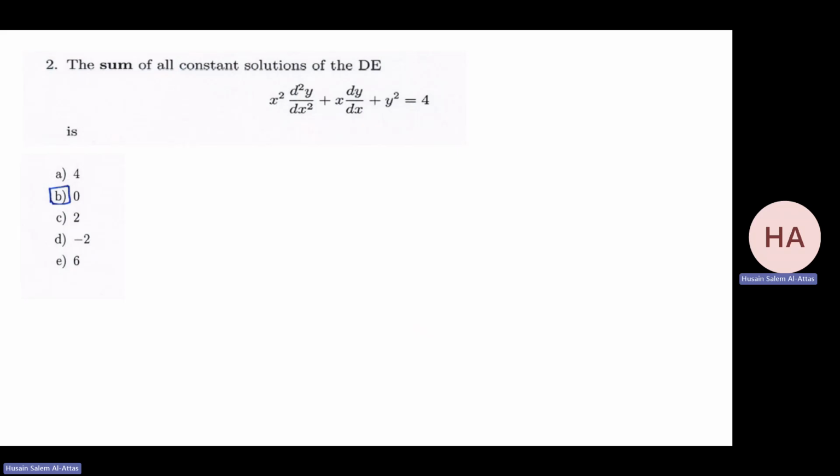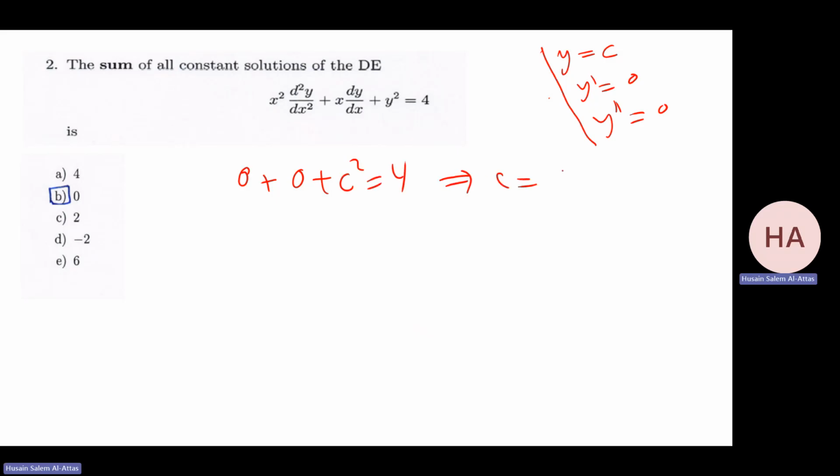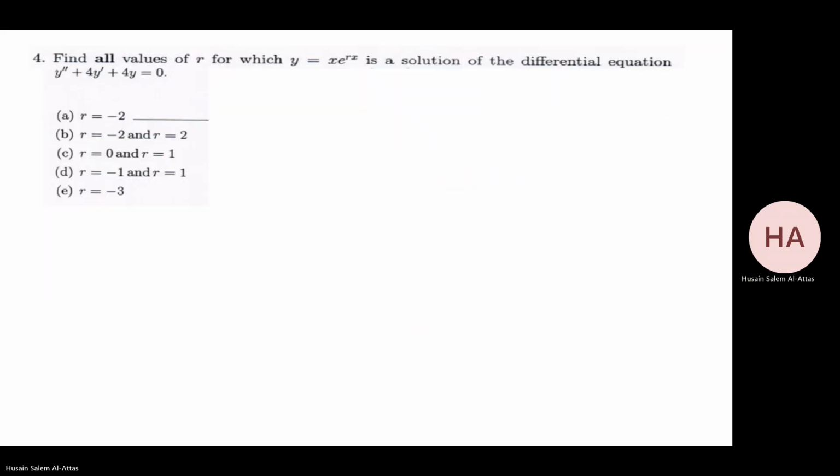The sum of all constant solutions. Y equals c, so y prime equals 0, and y double prime also equals 0. So I just substitute. You have 0 plus 0 plus c squared equal 4. So c is equal plus or minus 2. So the sum will be 0. Very simple.